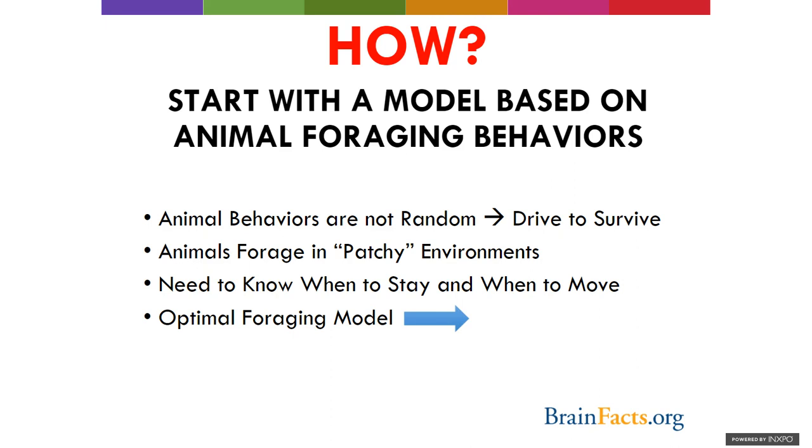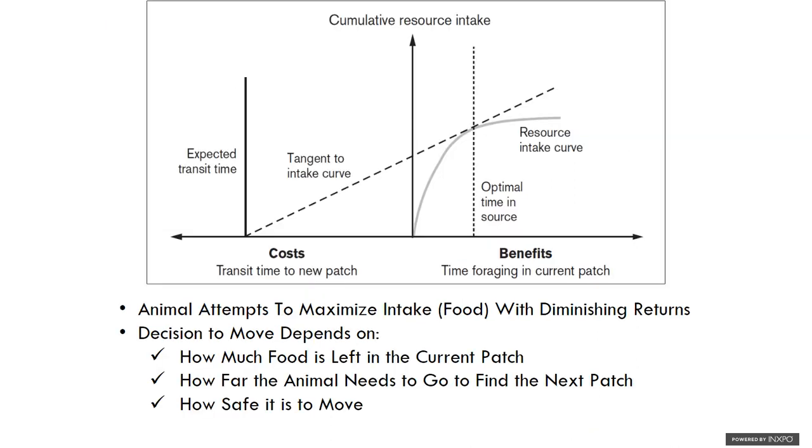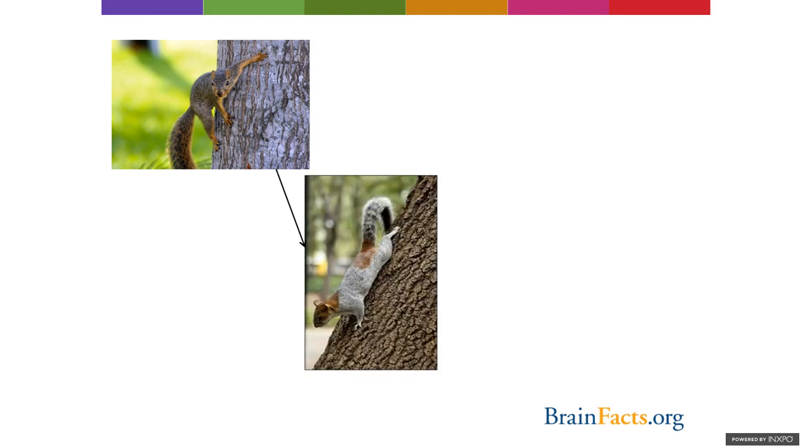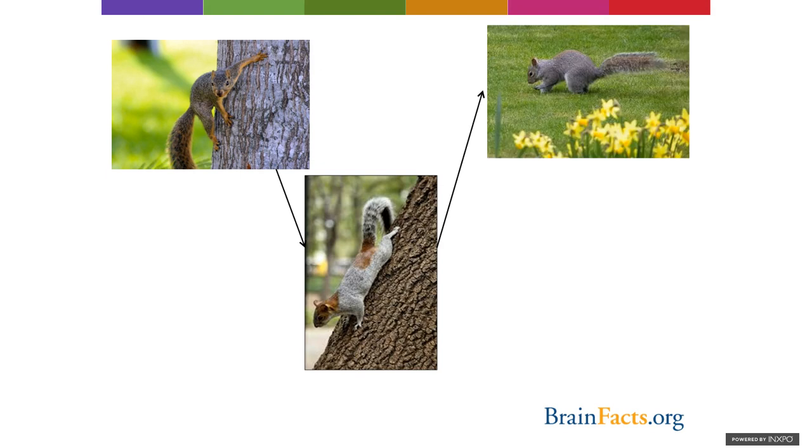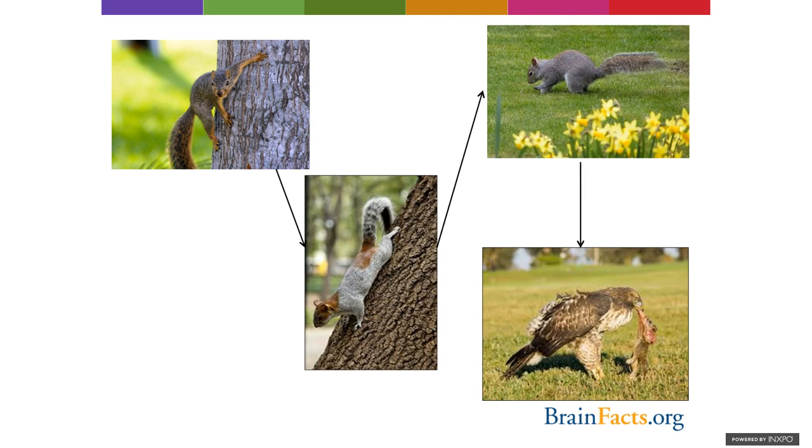So what was developed was something called an optimal foraging model. And here's the model. I don't want to spend time on the model. You just see on the right-hand side is how much time they spend foraging in their current patch, and the left-hand side is how long it takes them to get to a new patch. And what's more important is what happens with the animals. So here's our squirrel climbing up a tree to get some acorns, decides to climb back down the tree, runs around trying to find a new place to go, and makes a poor decision and gets eaten by a hawk.